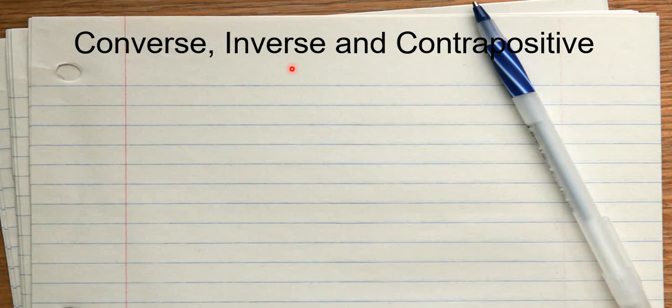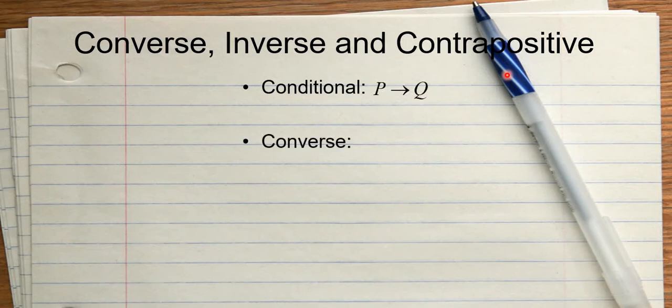Some of the special conditional statements are the converse, inverse, and contrapositive. Let's say we have this given conditional statement, P implies Q. If we want to find the converse of it, we will have to switch the positions of P and Q, hence we get the converse, Q implies P. If we would like to get the inverse of the conditional statement, we will have to negate each of the simple propositions P and Q and imply them as not P implies not Q.